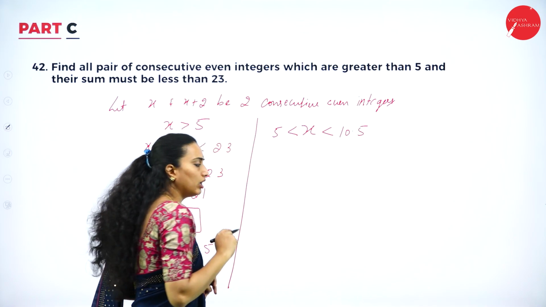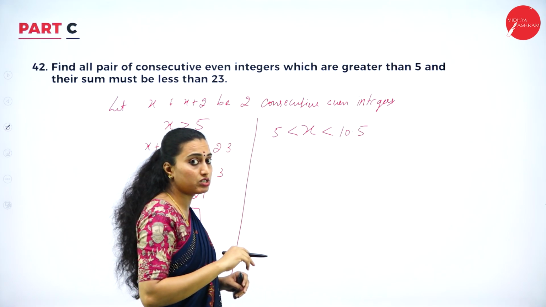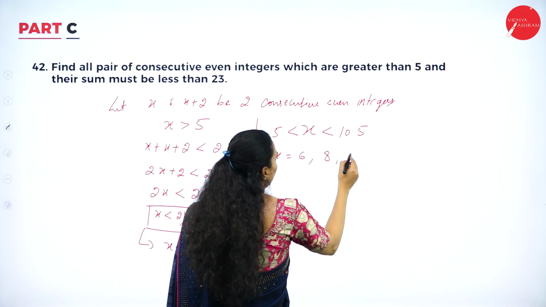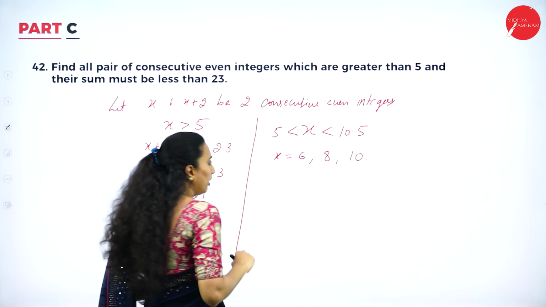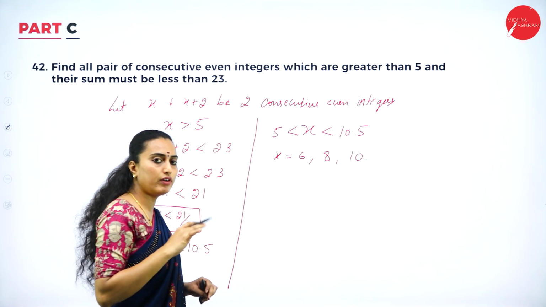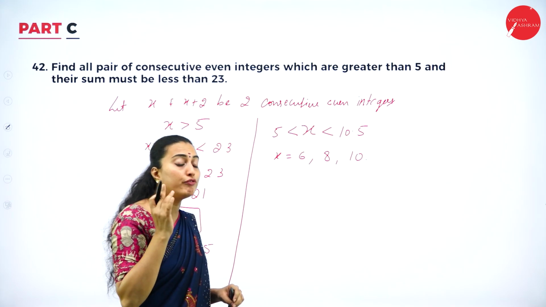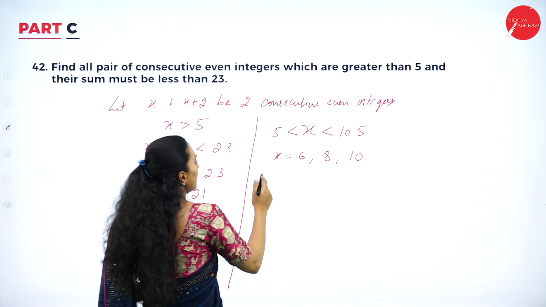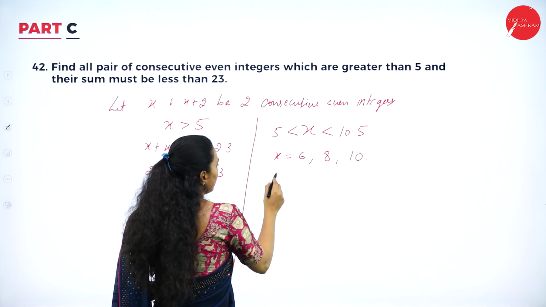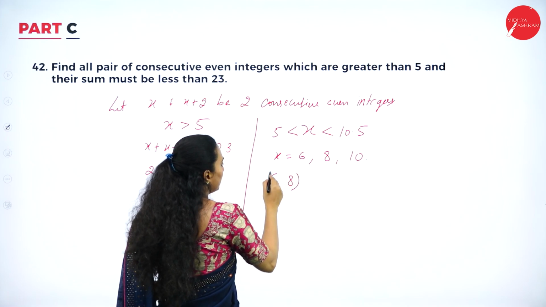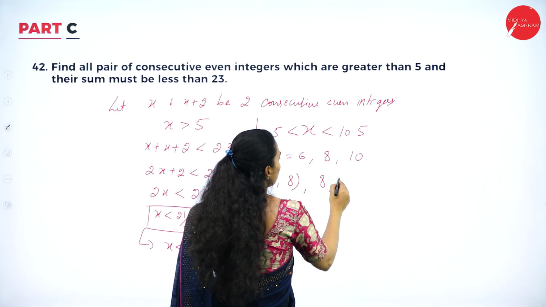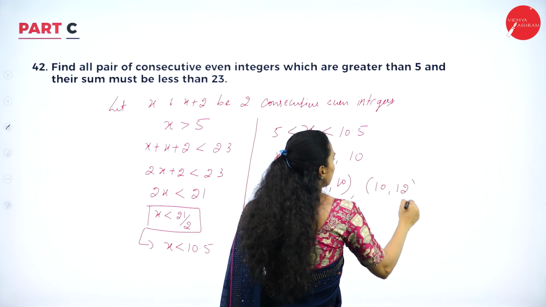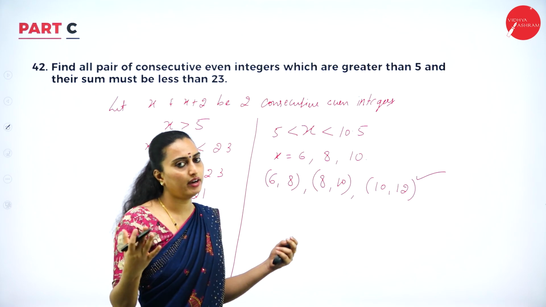What are the integers you can give greater than 5, that too even integers? x can be equal to 6, 8 and then you can equate it to 10 also, isn't it? Lesser than 10.5, 10 is included. 10.5 is not included. Now when x is equal to 6, x plus 2 is 8. When x is equal to 8, x plus 2 is 10. When x is equal to 10, x plus 2 will be 12. So these are all the ordered pairs you are going to get.